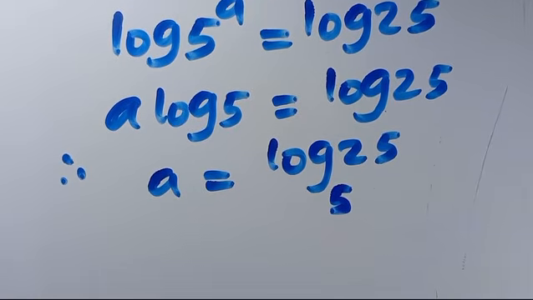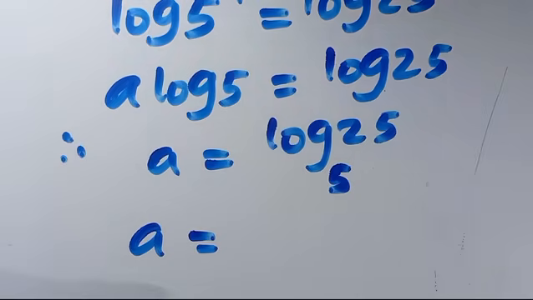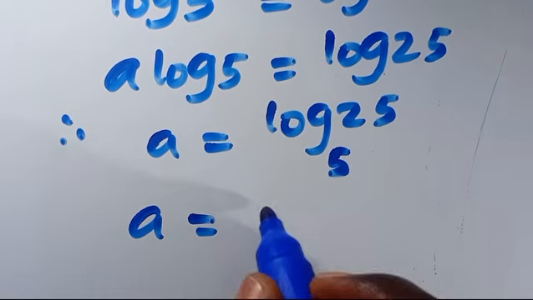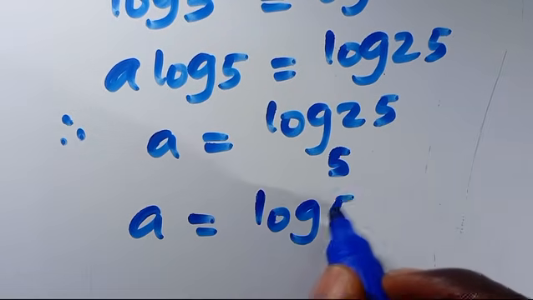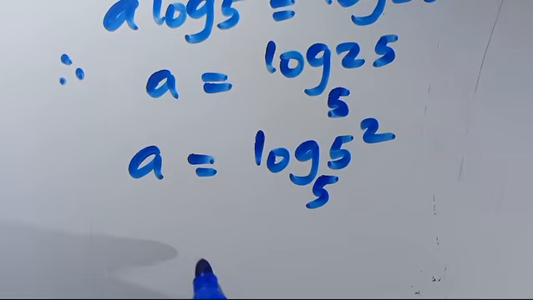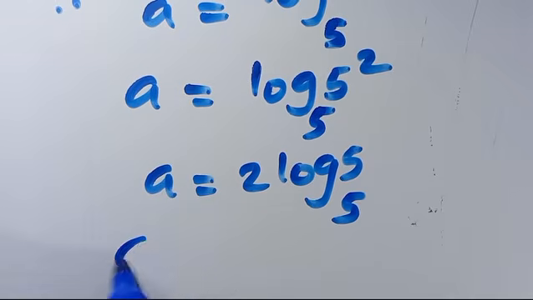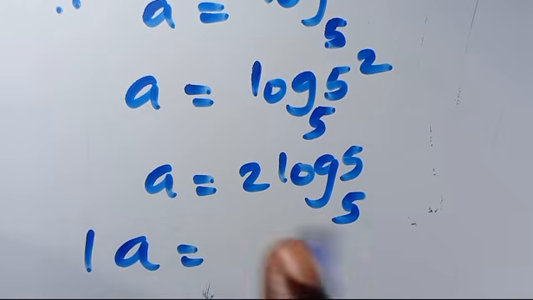So from here we have a. So we have log 5 to the power of 2 in base 5. So here a will be equal to 2 multiplied by log 5 in base 5. So we have a, log 5 in base 5 is 1, times 2, here will be 2.